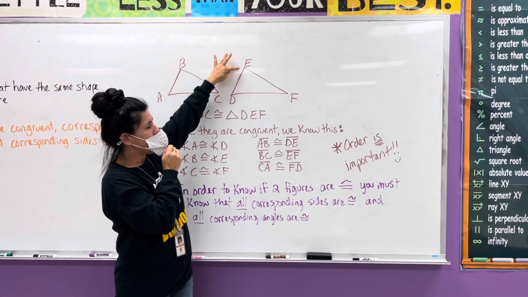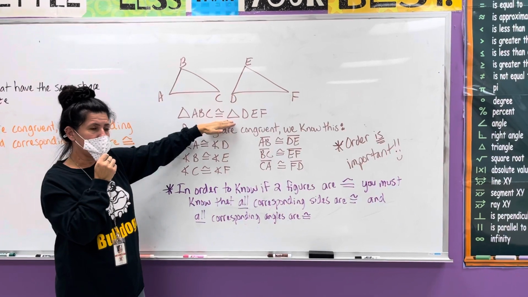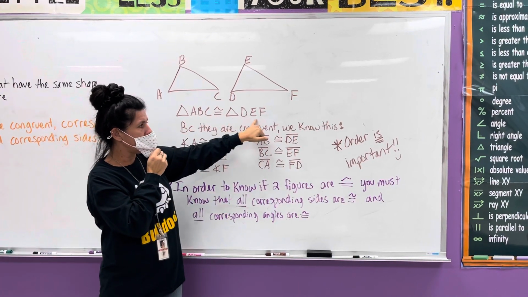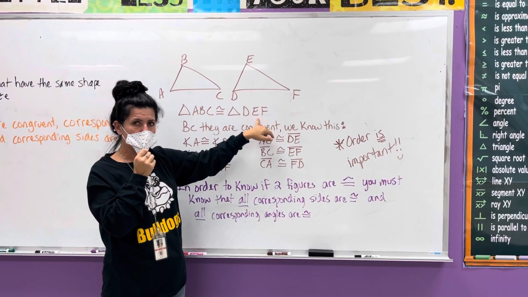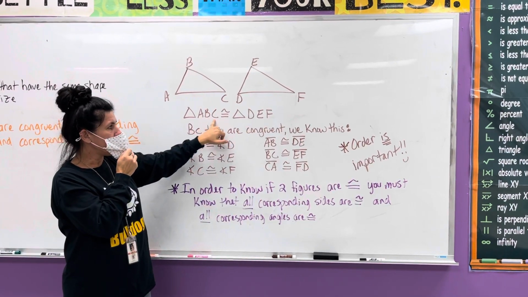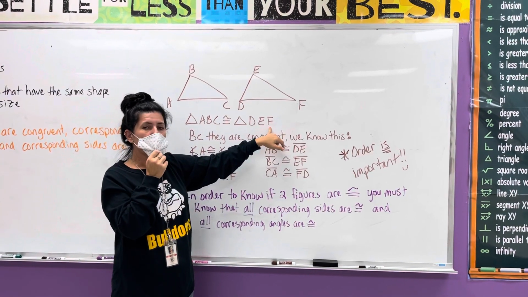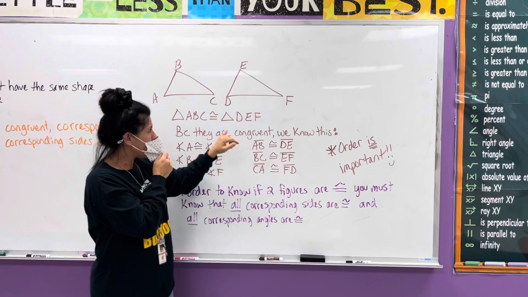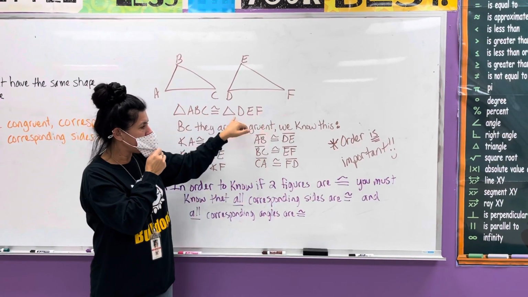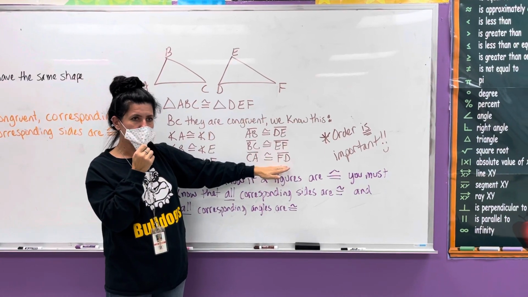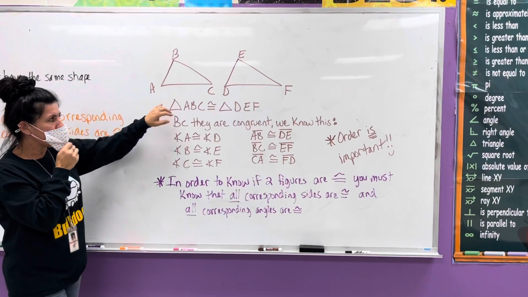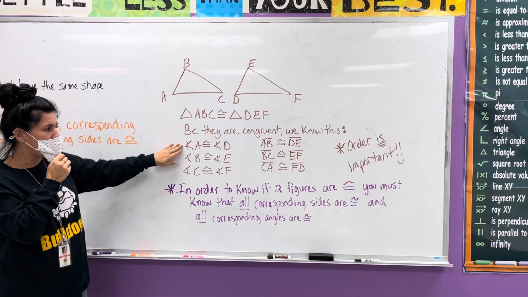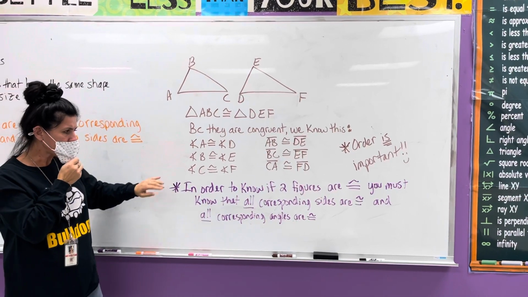AB and DE. You can also use this statement. AB and DE are sides that are corresponding and congruent. BC and EF, they're corresponding and congruent. If you can see down here is the same thing. And the last one, CA and FD, corresponding and congruent. That's important. So again, because I know the triangles are congruent, I know all the parts are congruent.